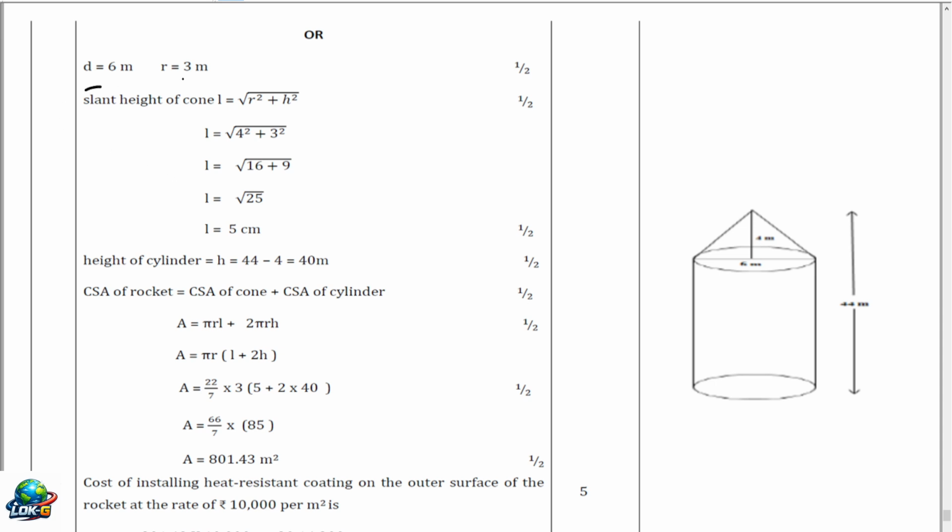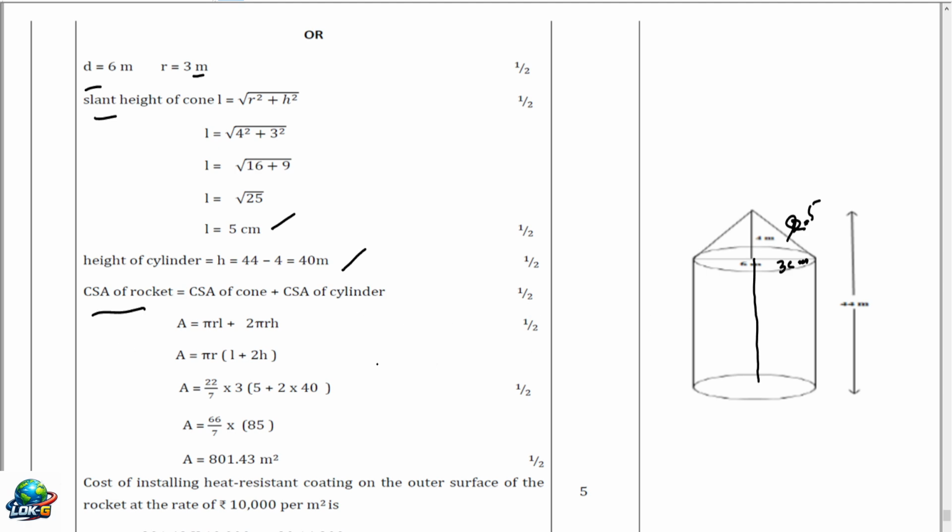Diameter is 6, so radius will be 3. Slant height is obtained automatically as 5 centimeter, 3, 4, 5. Height of the cylinder, you have to subtract this 4 from 44. You will get 40 meter.